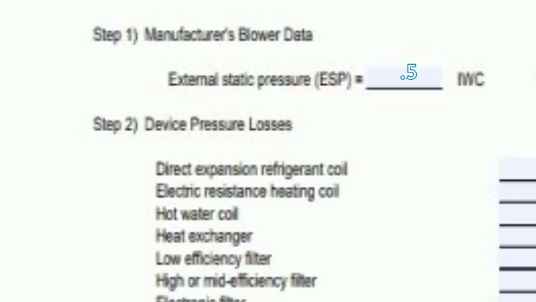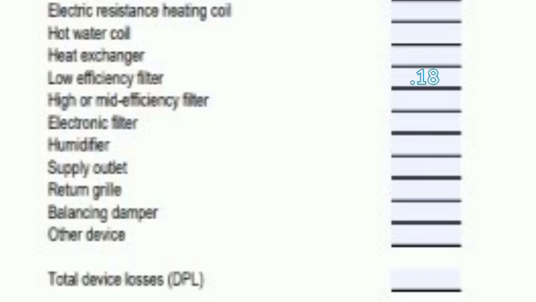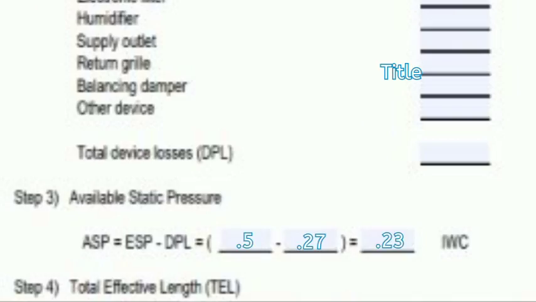So we're going to be talking filter, supply outlet, return grill, and balancing dampers. We'll go ahead and use the same filter numbers that it has on the chart, 0.18. Then each one of those supply, return, and balancing dampers is 0.03. So if you have 0.03 for each one of those, it comes out to 0.09. We have our 0.18. That comes out as a total of 0.27. So if we subtract 0.27 from 0.5, we will get 0.23. So that is our available static pressure.